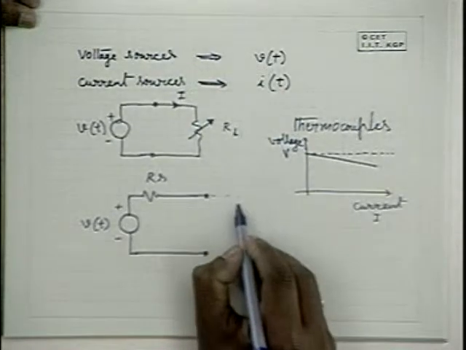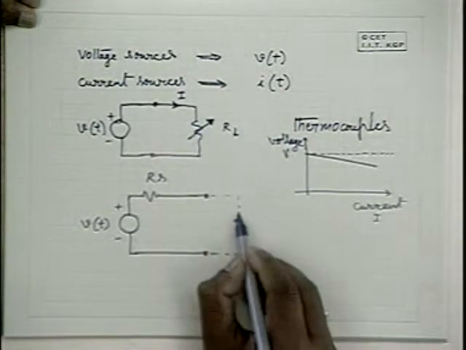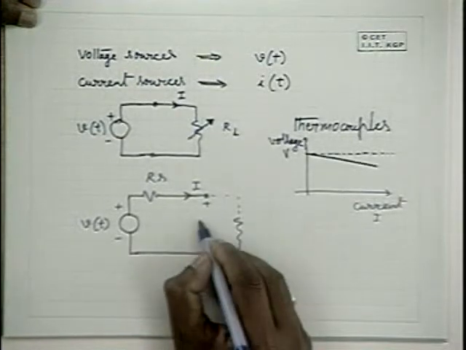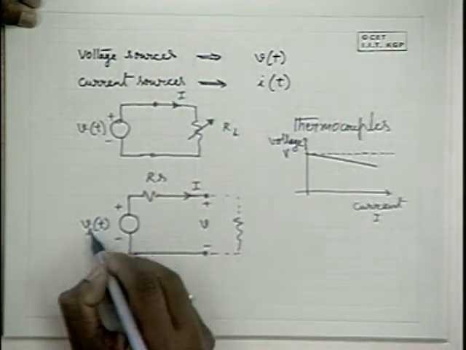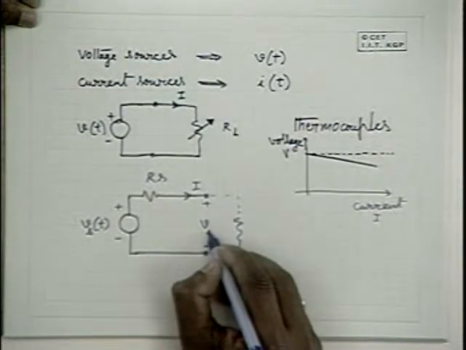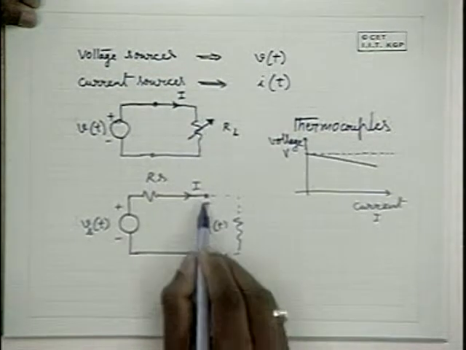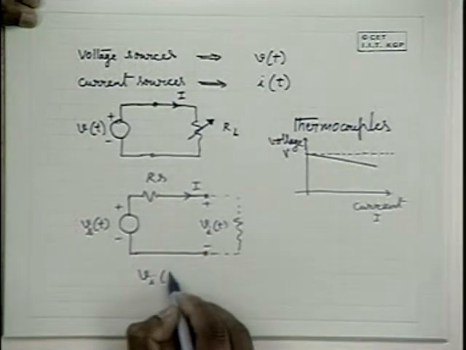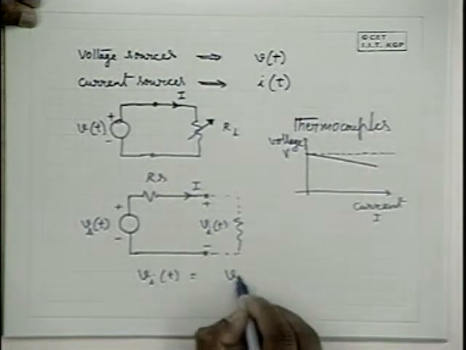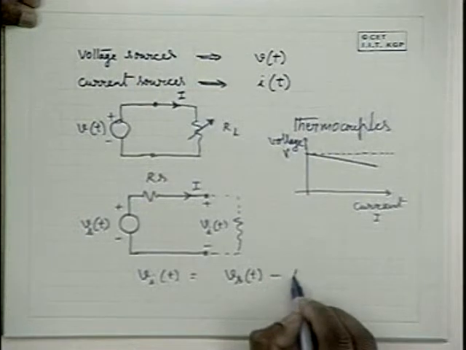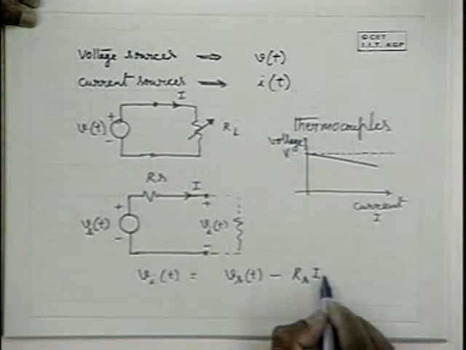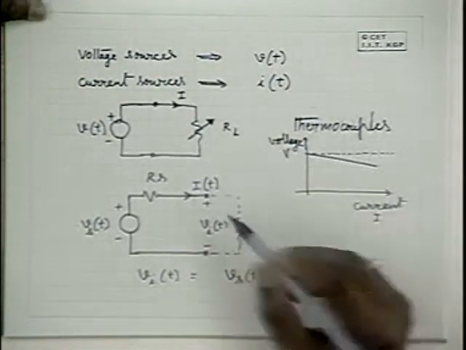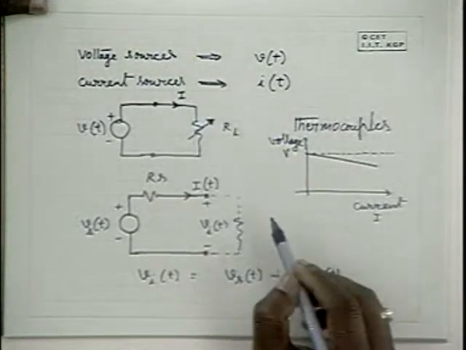Now, through an external load resistance, if you draw some current through it, what is the output voltage here? Let me call this VS(t), the ideal source voltage, and this voltage V(t). How does V(t) depend on VS(t) and I? Naturally, V(t) is VS(t) minus RS into I(t). I is also a function of time, naturally, because the voltage is a time varying voltage, and hence the current would also be a time varying current.